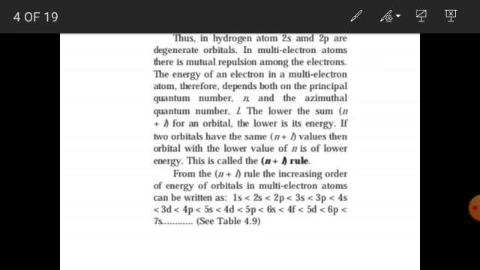From the n plus l rule, the increasing order of energy of orbitals in a multi-electron atom can be written as 1s less than 2s less than 2p less than 3s less than 3p less than 4s, 3d, 4p, 5s, 4d, 5p, 6s, 4f, 5d, 6p, 7s. You have to remember this order of filling electrons in each orbital, and according to it the electrons are filled in each shell, and you have to write the electronic configuration accordingly.